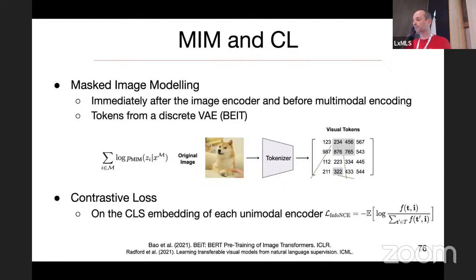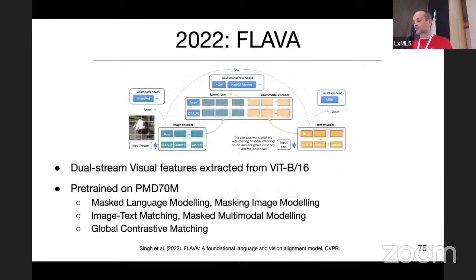In addition to this, they also have a contrastive loss, which happens on the CLS embedding of each of the unimodal encoders, so down here. And then in addition to that, we'll also have things like an image text matching loss, which is going to happen on the output of the multimodal encoder. So it's a step forward in terms of how many different pre-training tasks are happening and the level of separated learning and multimodal learning that's actually happening throughout this model.